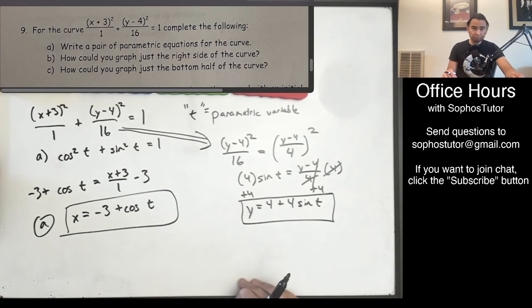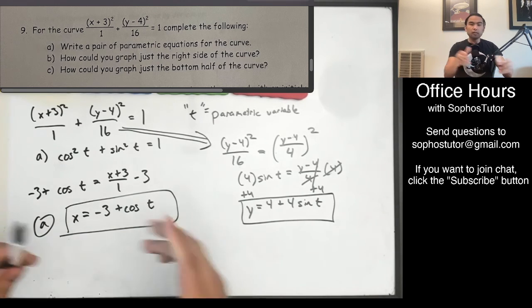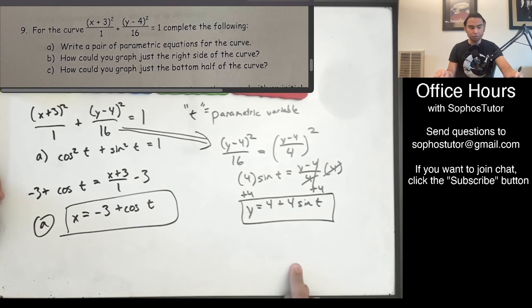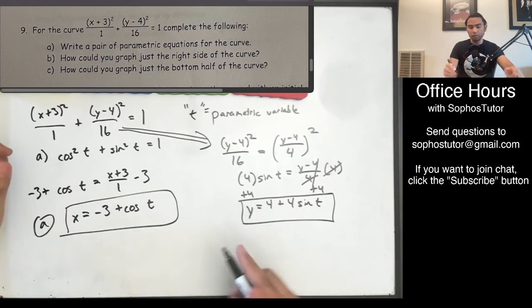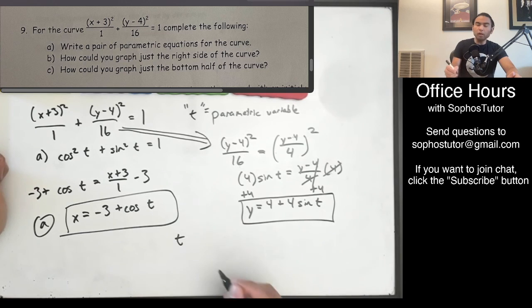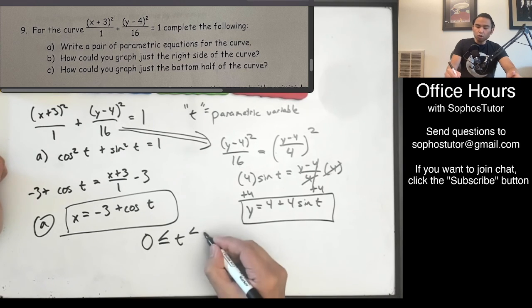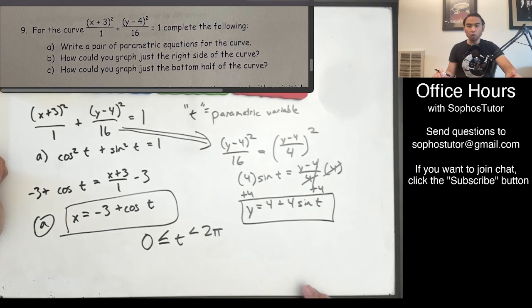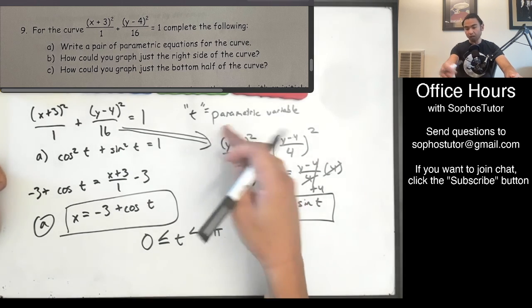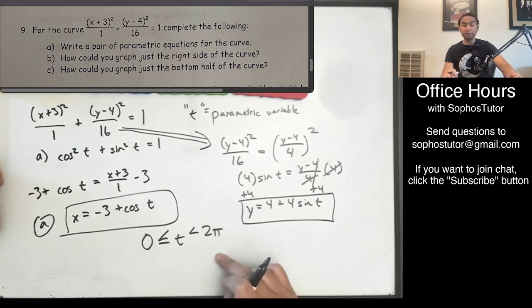Now for part B, the question is asking how could you graph just the right side of this curve? We first have to acknowledge here, it's not mentioned in this problem, but typically when we deal with parametrics, we limit the value of t from 0 to 2 pi. t is in the form of radians, right? And we know that 2 pi radians represents an entire circle. So this is typically the life cycle of t, starting at 0, ending at 2 pi.